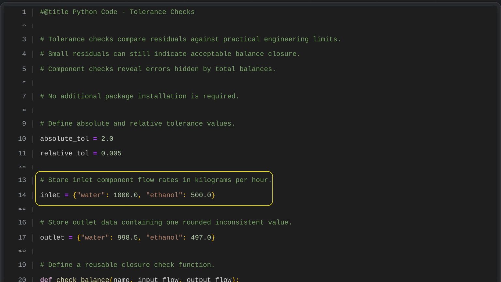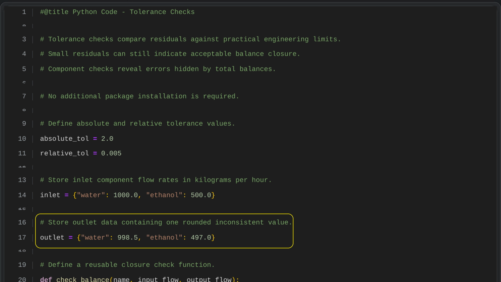A dictionary is used to store inlet flow rates for the system in kilograms per hour. It records water at 1,000 and ethanol at 500, making each component's flow rate easy to access and use for later balance checks. The code records the outlet flow rates for water and ethanol leaving the system. Water is set to 998.5 kilograms per hour, and ethanol to 497 kilograms per hour. One value is intentionally rounded to create a small inconsistency for later tolerance testing.